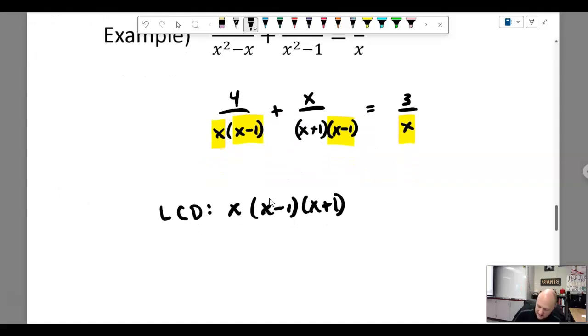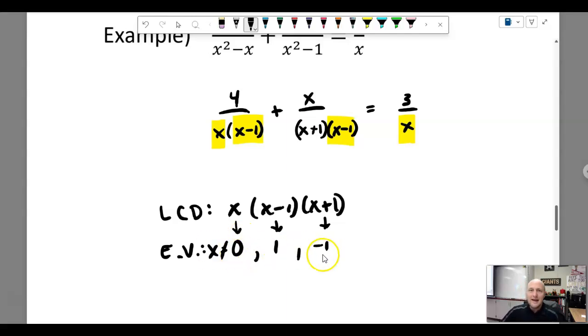Okay? What's excluded values? Well, anything that's going to make these denominators equal to 0. Okay? So that's going to include 0, right? If I set x equal to 0, it's 0. X minus 1, hey, that's going to be 1. And then how about x plus 1? Well, that's going to be negative 1. So here's your excluded values, and I always like to include x cannot be equal to. So these are the values we are leaving out.